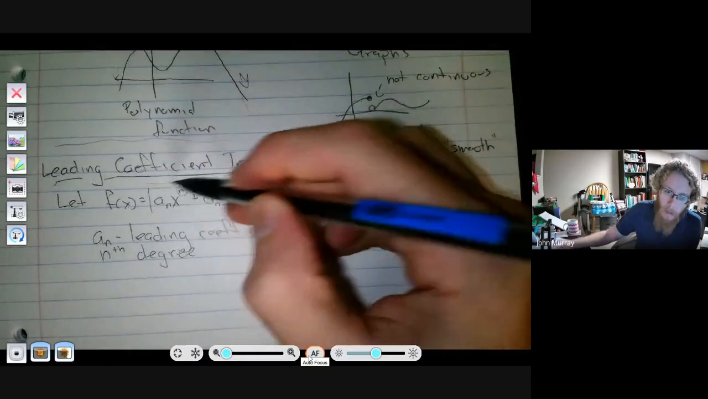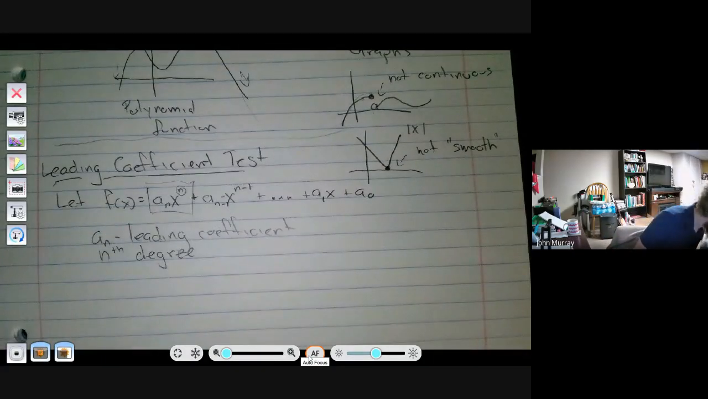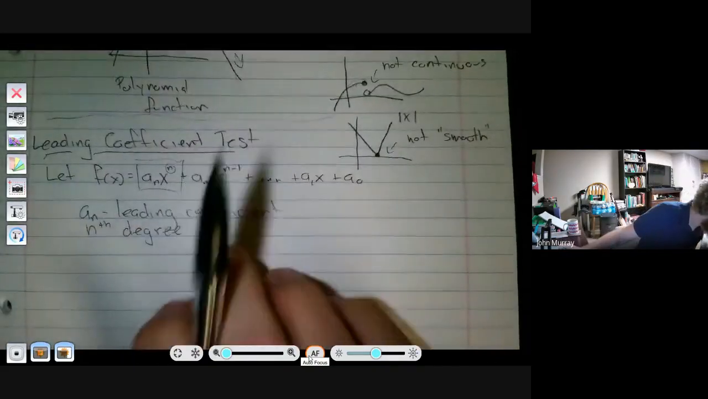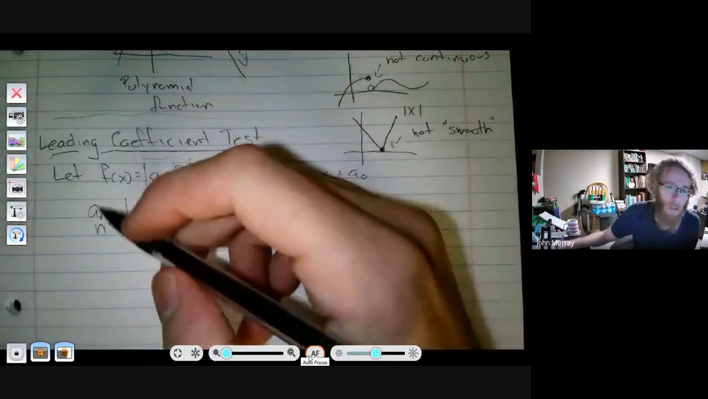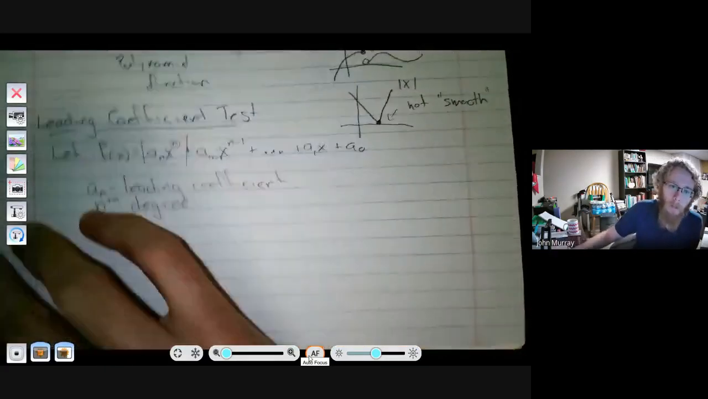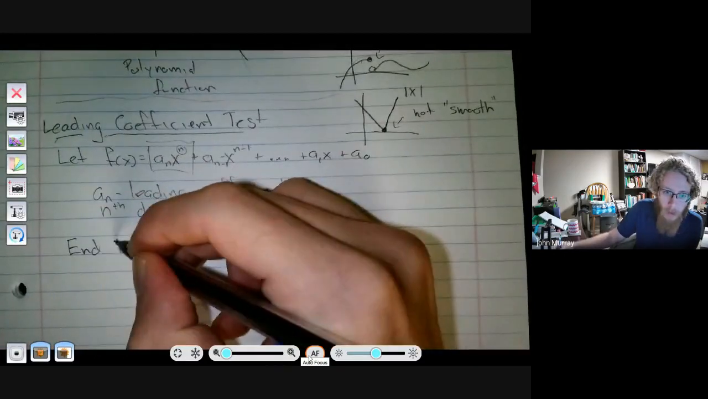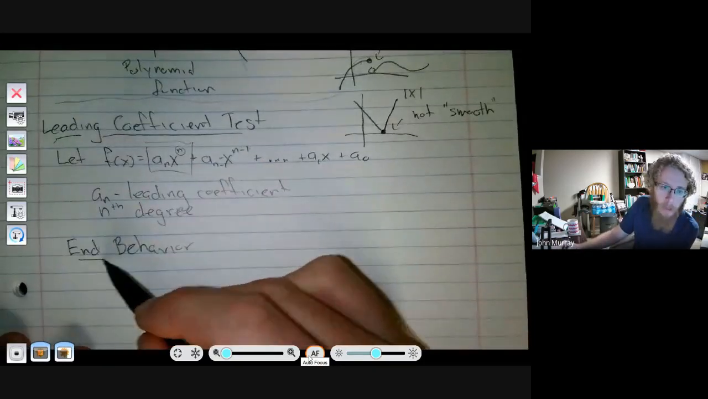So right now, we're just focused on this first part, the highest order. There's a few things that we can do just with this. There's two parts, but we are going to be talking about end behavior.